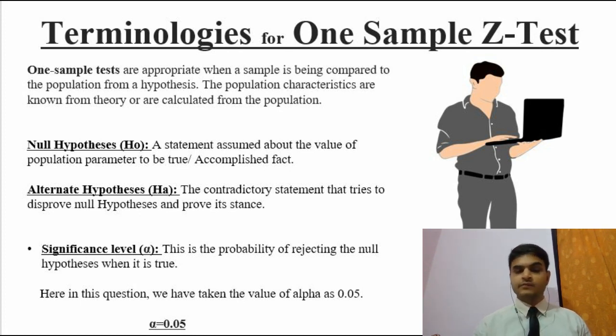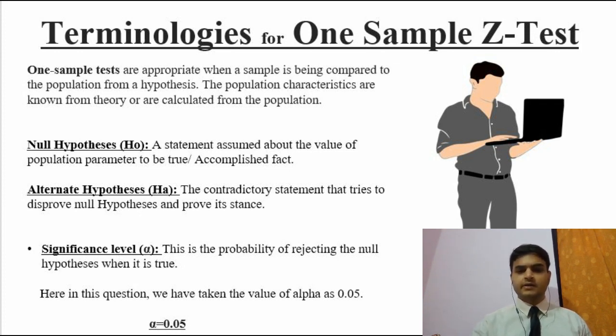Then we have another important term, which is known as the significance level. It is the probability of rejecting a null hypothesis when it is true, meaning we find the credibility of the hypothesis. Here in this question we have taken the alpha value as 0.95.